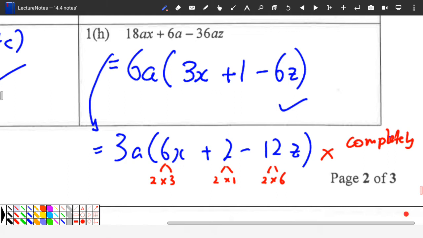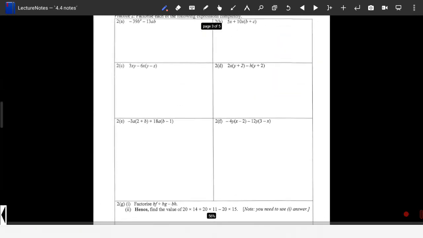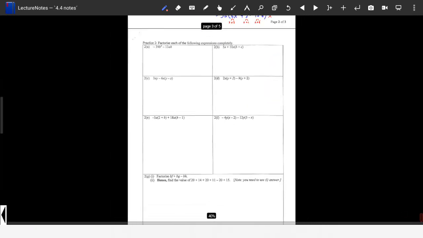You can follow? Now, if I take out 2, I am left with 3 inside. If I take out 2, left 1 inside. If I take out 2, left 6 inside. Do you see that it's the same? So yours is just one step away from the final answer.